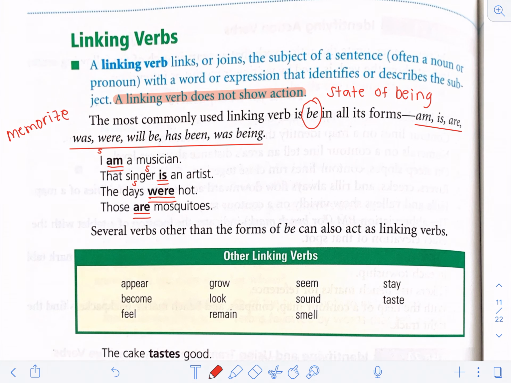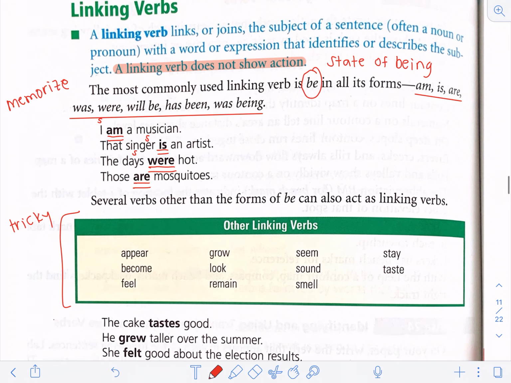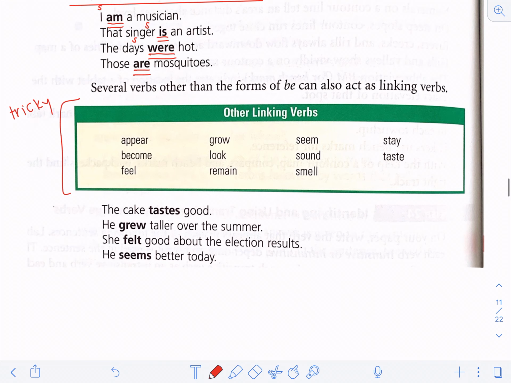This is the tricky list. I always tell kids, write this down. They don't seem like linking verbs, but they are. Appear, become, feel, grow, look, remain, seem, sound, smell, stay, and taste. When I look at the word look or taste, I don't see linking verb. But because I memorized this list, now I'm able to easily identify them.